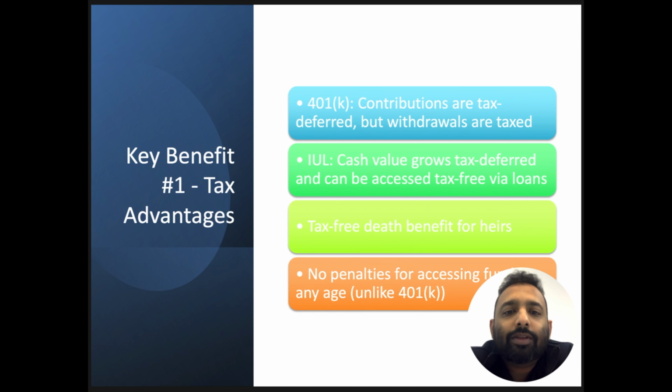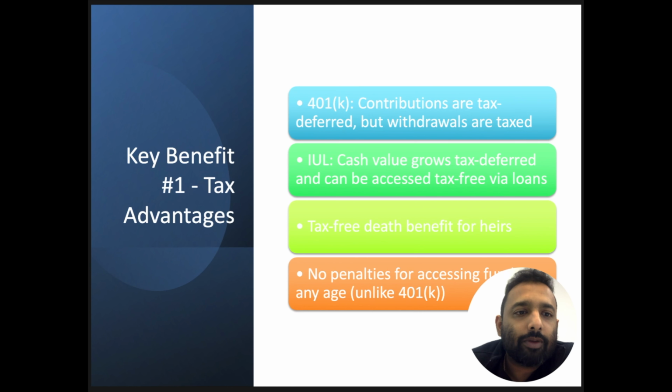Now, tax-free death benefit for heirs. That means that whatever death benefit you have in this plan, 100% tax-free goes to your beneficiary, and no penalty for accessing the funds at any age. So, good thing about it, if you have money you can take out the money at any age. You don't have to wait till 59 and a half like a 401k. For 401k, you have to wait till 59 and a half to take out the money. So this one, you don't have to do that.